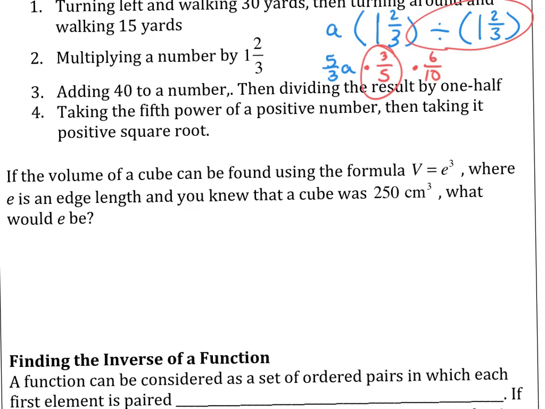We're taking the fifth power of a positive number, so we have a here. We're taking the fifth power, and then we're taking the positive square root. So how are we going to undo that one there?